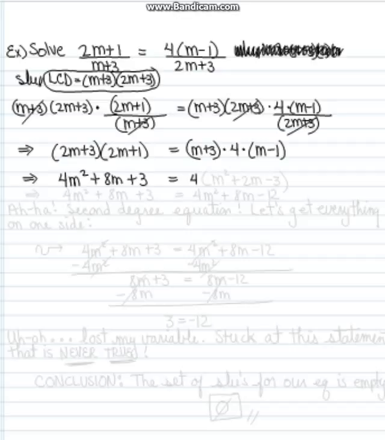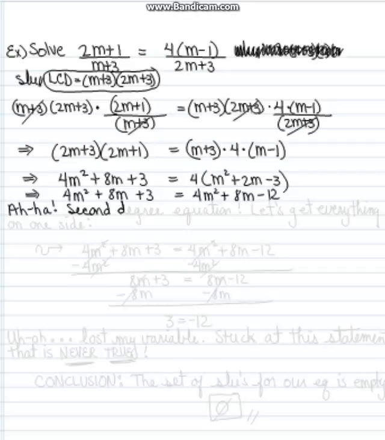get 4m squared plus 8m when we combine like terms, plus 3, equals the right side, 4 times the result of FOILing, m squared plus 2m minus 3. Now let's get rid of the rest of the parentheses, and we have 4m squared plus 8m plus 3 equals 4m squared plus 8m minus 12.